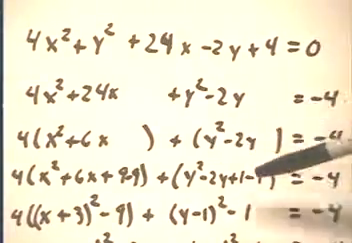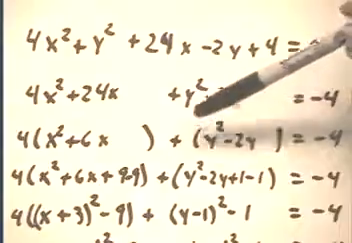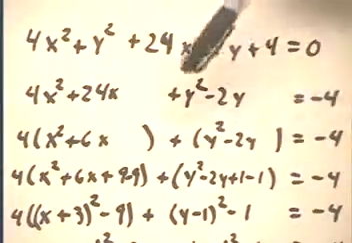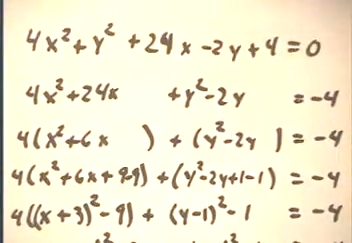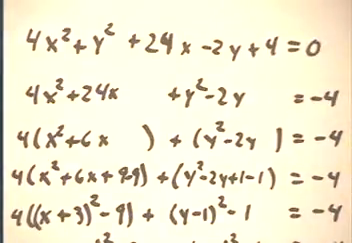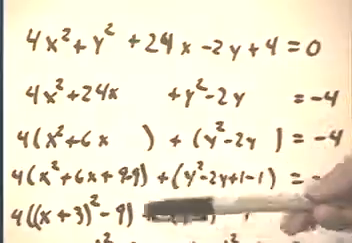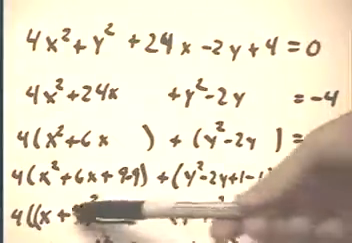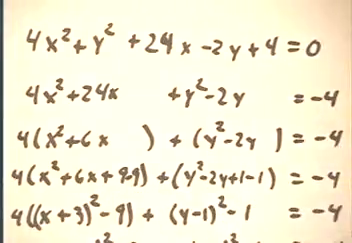Completing the square on the y squared minus 2y. Y squared has a coefficient of 1. So we divide the negative 2 by 1 and get negative 1. Square that, we get 1. So we add 1 and subtract 1. Then we factor the square here and we factor the square here, expressing those as perfect squares.